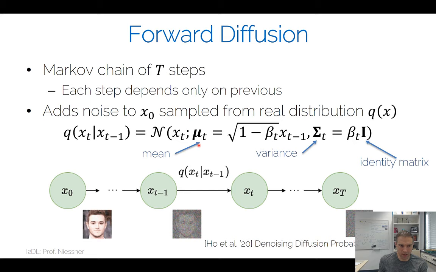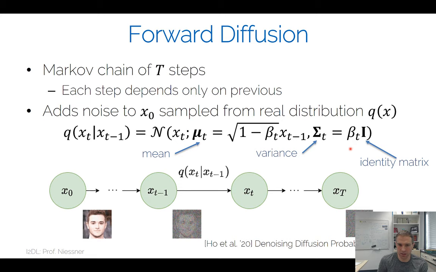We have here our mean. The mean is defined here, a part of this distribution. We have the variance here, the sigma t, and this is basically an identity matrix that can be modeled with the standard deviation here. This beta t here is our standard deviation that we care about, right?